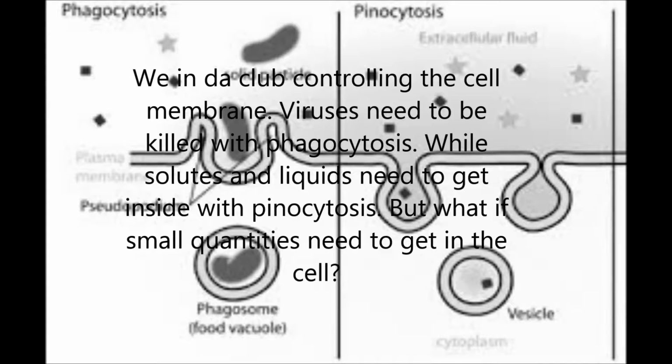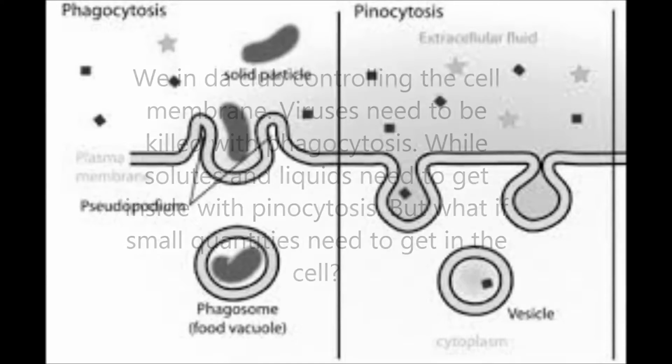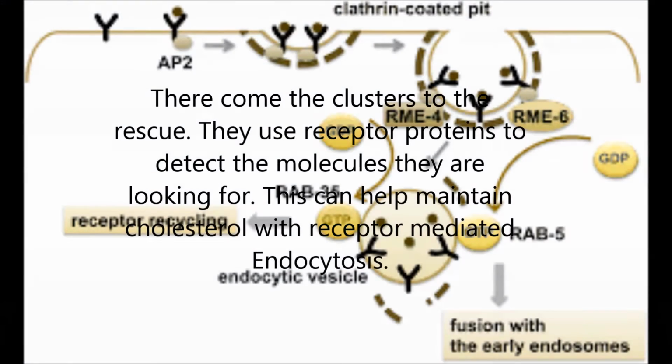But what if small quantities need to get in the cell? There come the clathrins to the rescue. They use receptor proteins to detect the molecules they're looking for. This can help maintain cholesterol with receptor-mediated endocytosis.